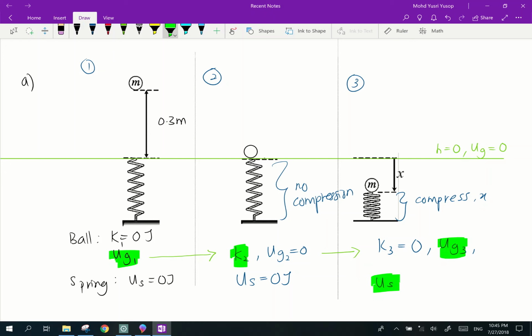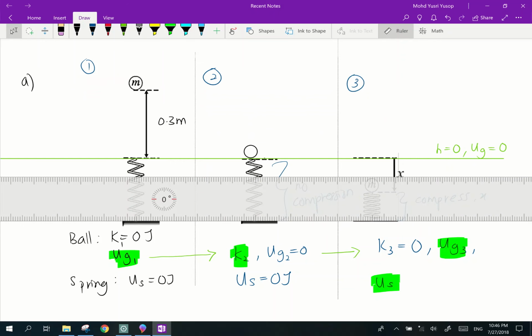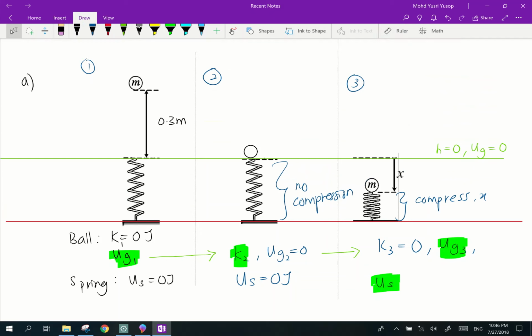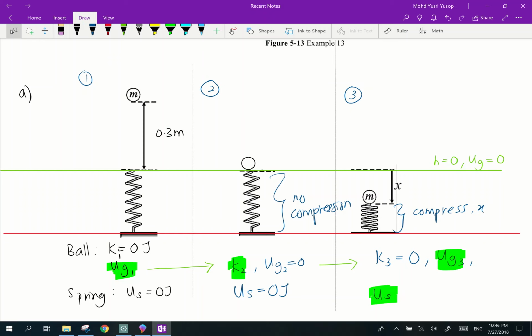ataupun gravitational potential energy 0, ianya akan memudahkan kita punya calculation. Lebih mudah jika dibandingkan kalau saya pilih garisan merah sebagai height 0. Sekiranya saya pilih garisan merah sebagai height 0, matematik kita akan lebih sukar. Dalam video ini saya akan tunjukkan contoh bagaimana saya menyelesaikan example ini dengan memilih garisan hijau sebagai gravitational potential energy 0 dan bukannya garisan merah. Dalam video yang seterusnya saya akan buat lagi example 13 tetapi dengan kaedah yang memilih garisan merah sebagai 0 gravitational potential energy.